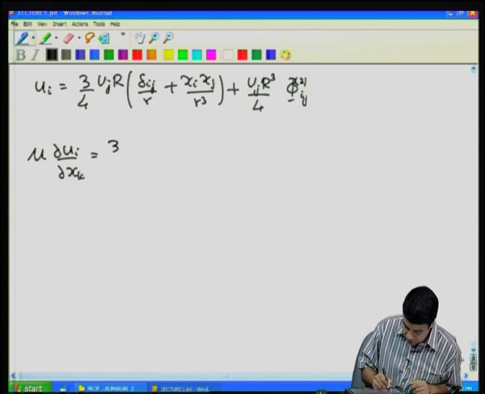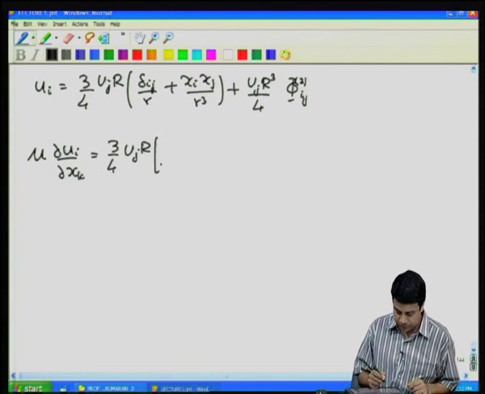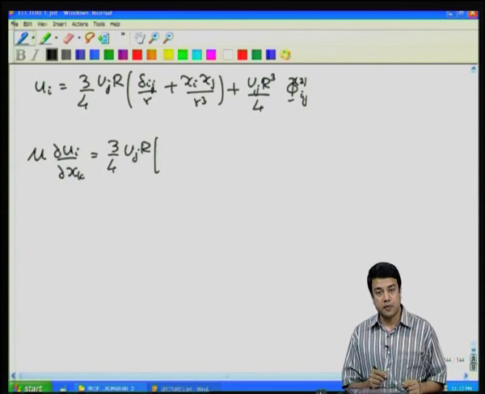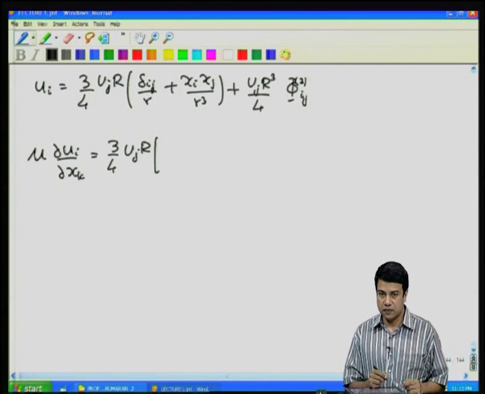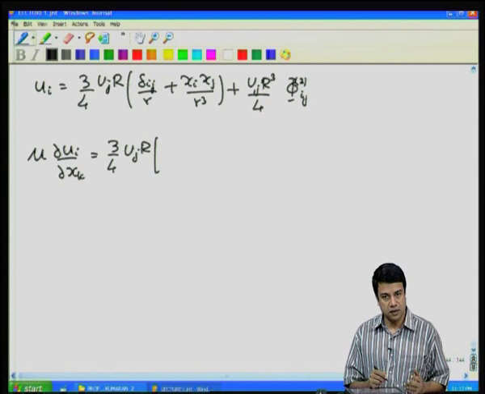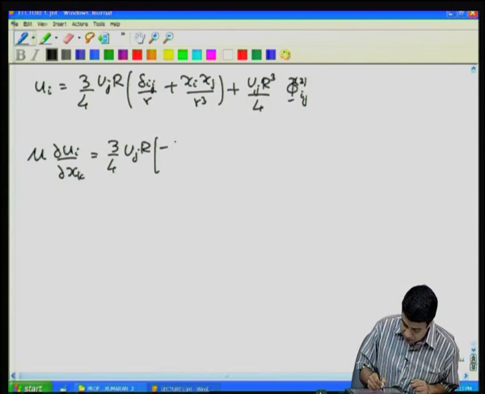Okay. This is 3 by 4 u_j r into, when I take partial by partial x_k of 1 over r, right, partial r by partial x_k is just x_k by r, and the derivative of 1 over r with respect to r is just minus 1 over r square. So, this just becomes equal to minus delta_ij x_k by r cubed. Okay.